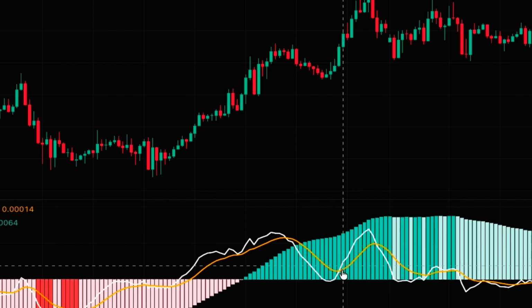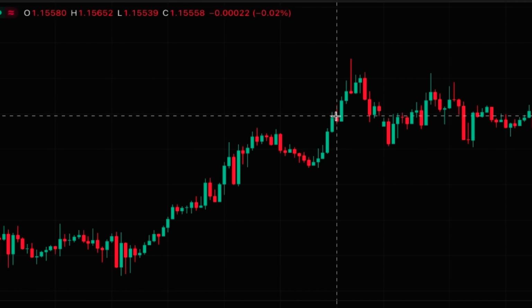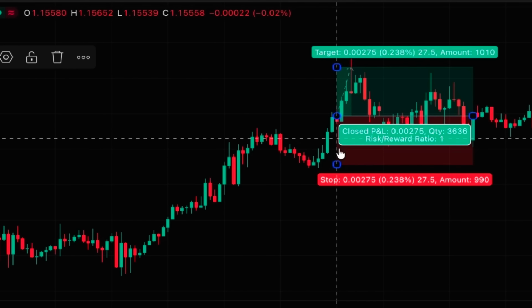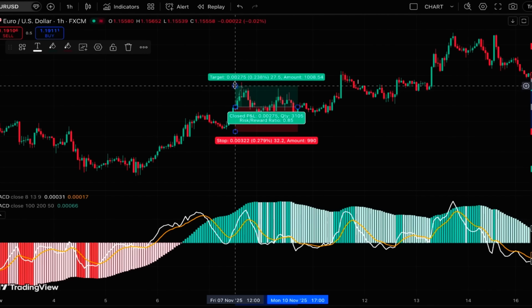When this happened and the white line is already closed above the orange line, the reversal is confirmed. So in practice, we could enter a long position at this point with the stop loss below the pullback and profit target at risk to reward ratio of 2.